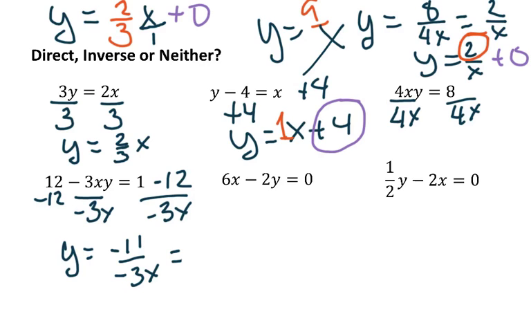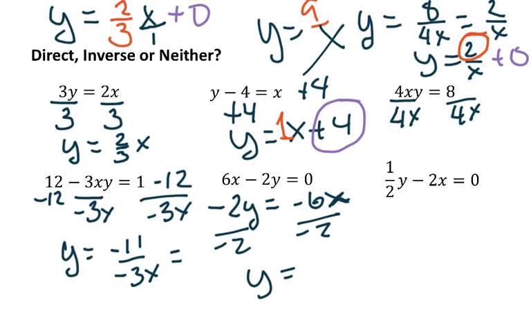Solve for y. My first math move. Let me write all this out. I think I'm going to pull this negative 2y over here, and it is equal to negative 6x. And then I'm going to divide both sides by negative 2. Y is equal to 3x.